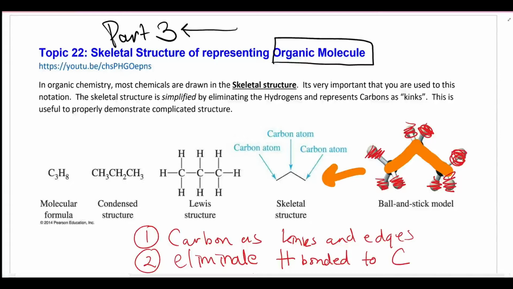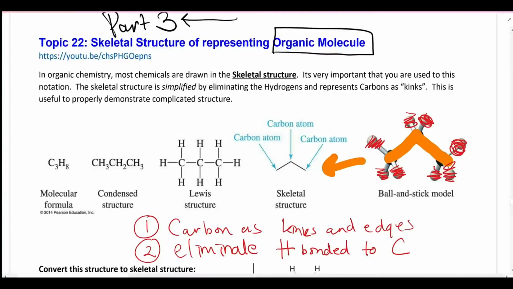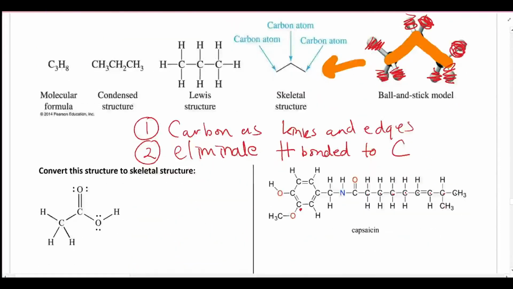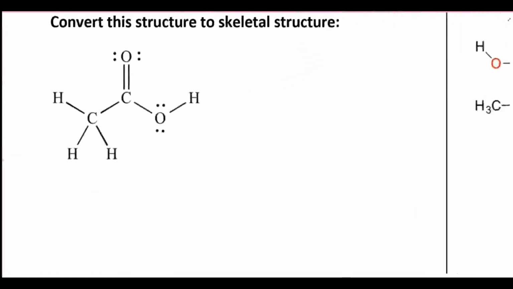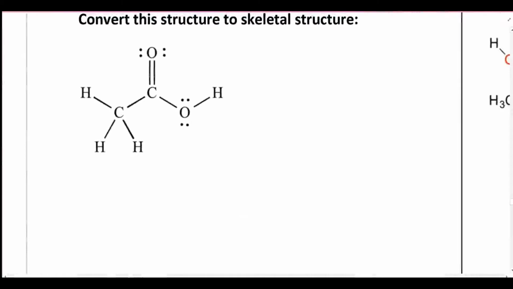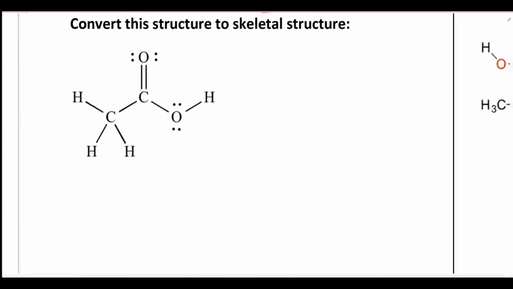As always, the best way to go about these things is just practice. Let's practice drawing a large variety of skeletal models. Now we'll try with this one. This is an easy one. This is the structure of, I think, acetic acid. So let's try to draw the skeletal model of this one. And remember, first we're going to eliminate all the hydrogens that are bonded to carbon. So these three hydrogens are bonded to a carbon, so I'm going to eliminate them. But I'm going to keep this one because this particular hydrogen is bonded not to a carbon, but rather to an oxygen.